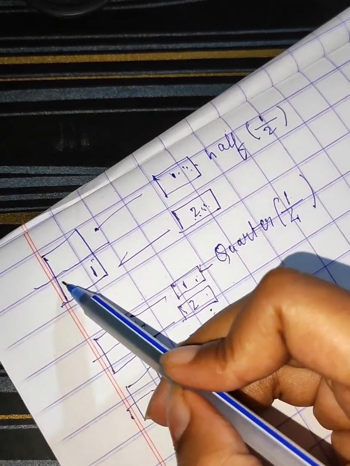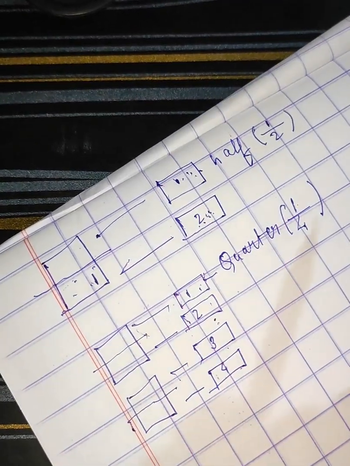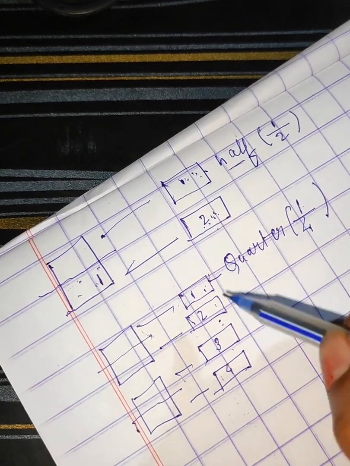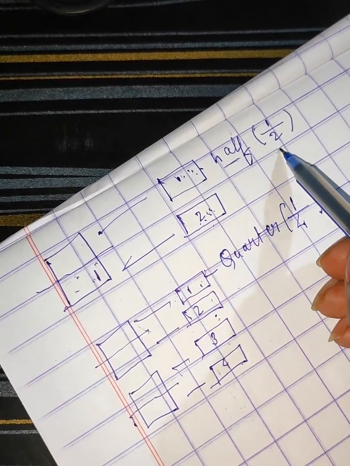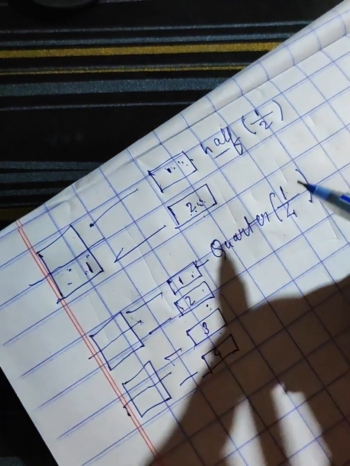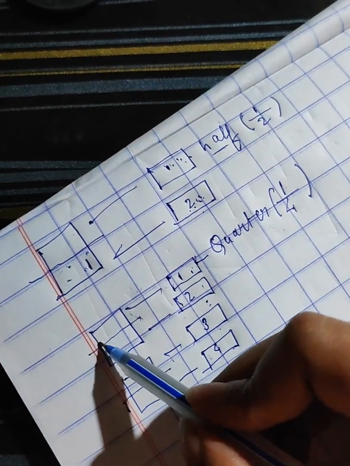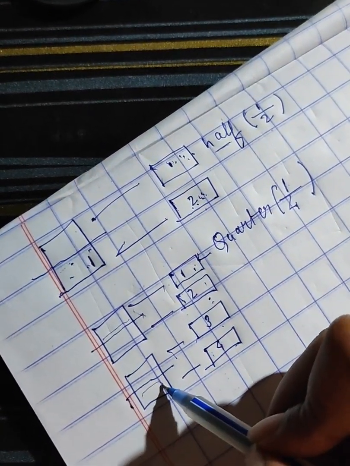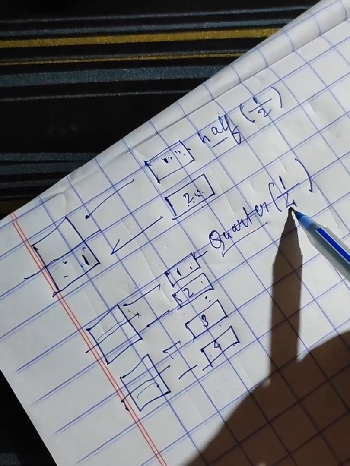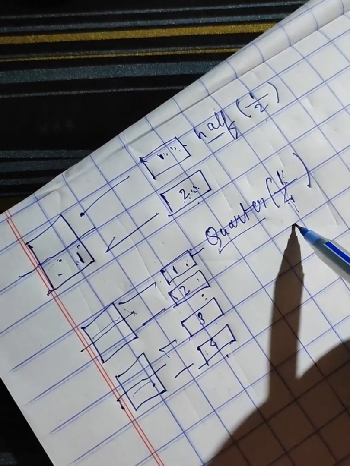So what we have learned, we have one sheet of paper. When we cut it into 2 equal parts, then we get half, and it is denoted as 1 out of 2. And when we halve the halves, then we get quarter, and it is denoted as 1 out of 4, that is 1 by 4.